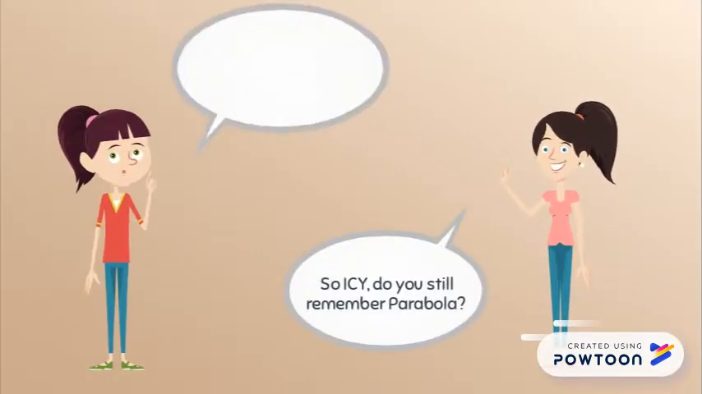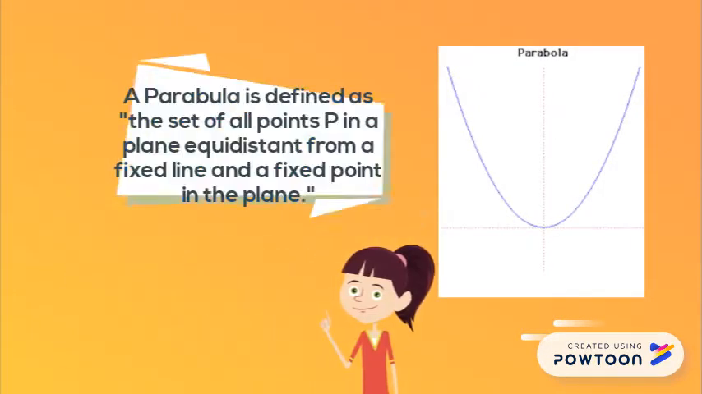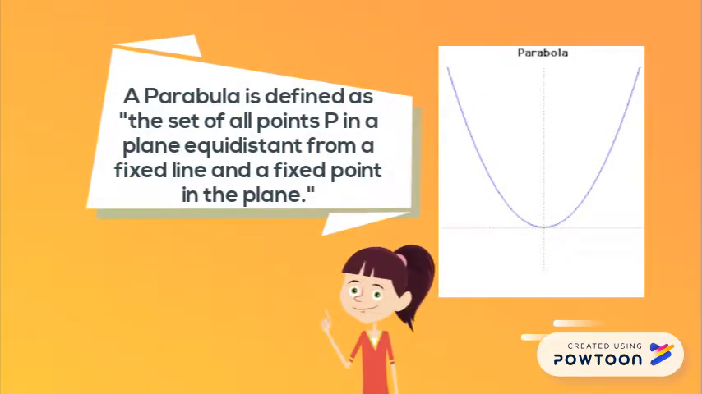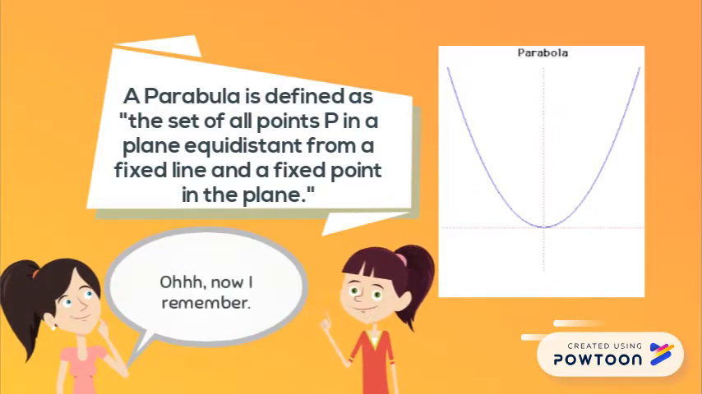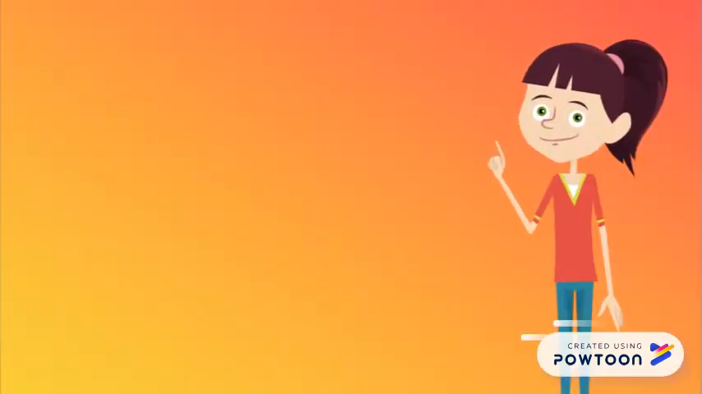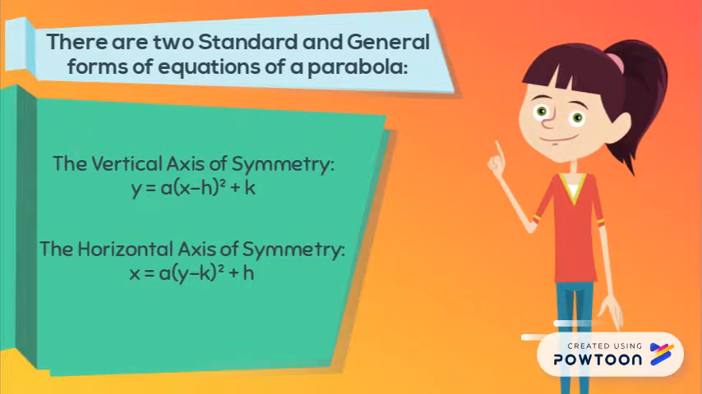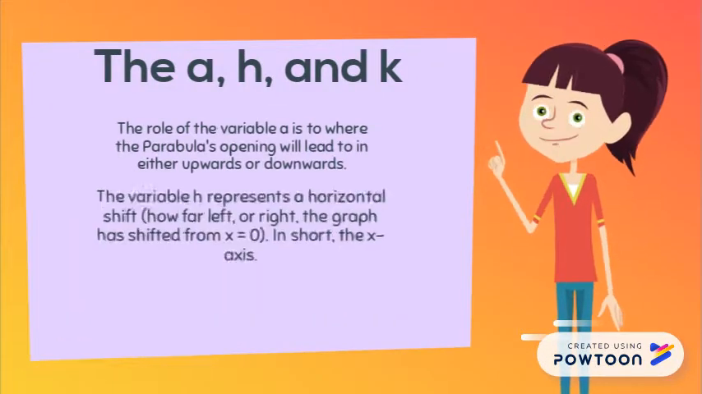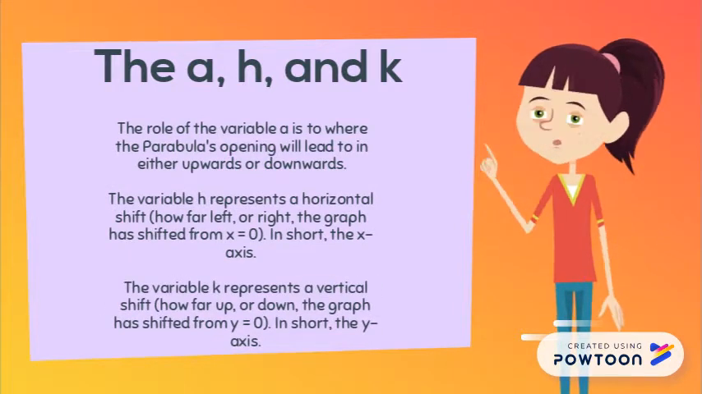So, Icy, do you still remember parabola? Well, parabola is defined as a set of all points P in a plane equidistant from a fixed line and a fixed point in the plane. Oh, now there are two standard and general forms of equations of a parabola: the vertical axis of symmetry and the horizontal axis of symmetry, with the A, H, and K.